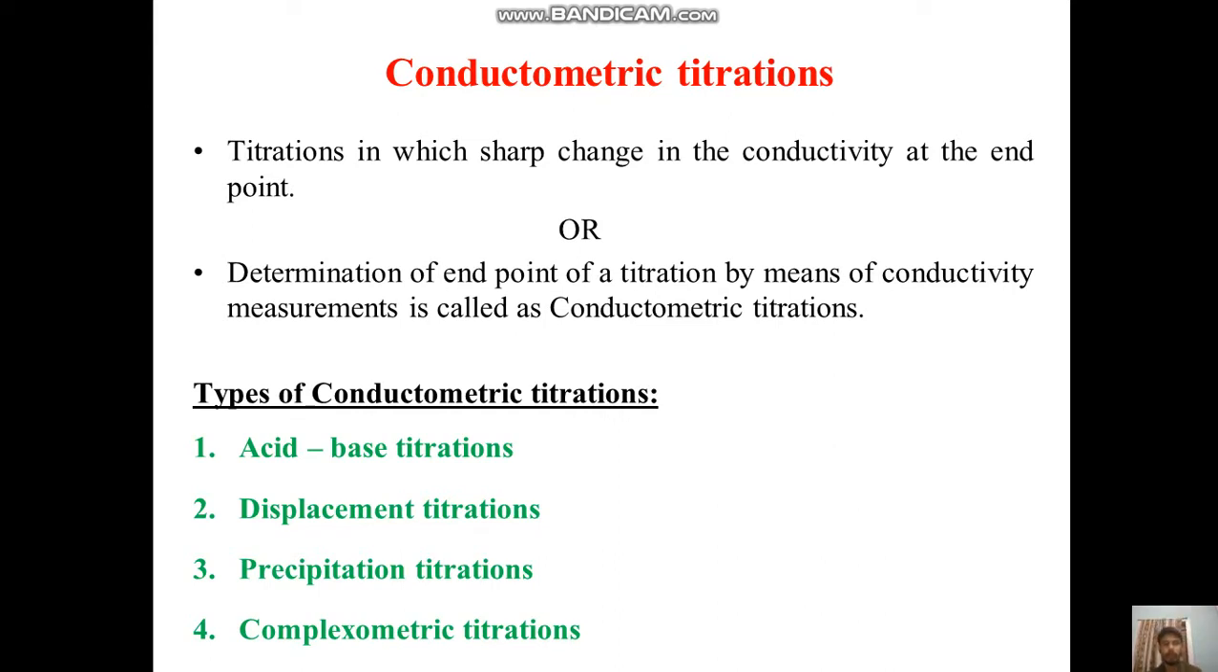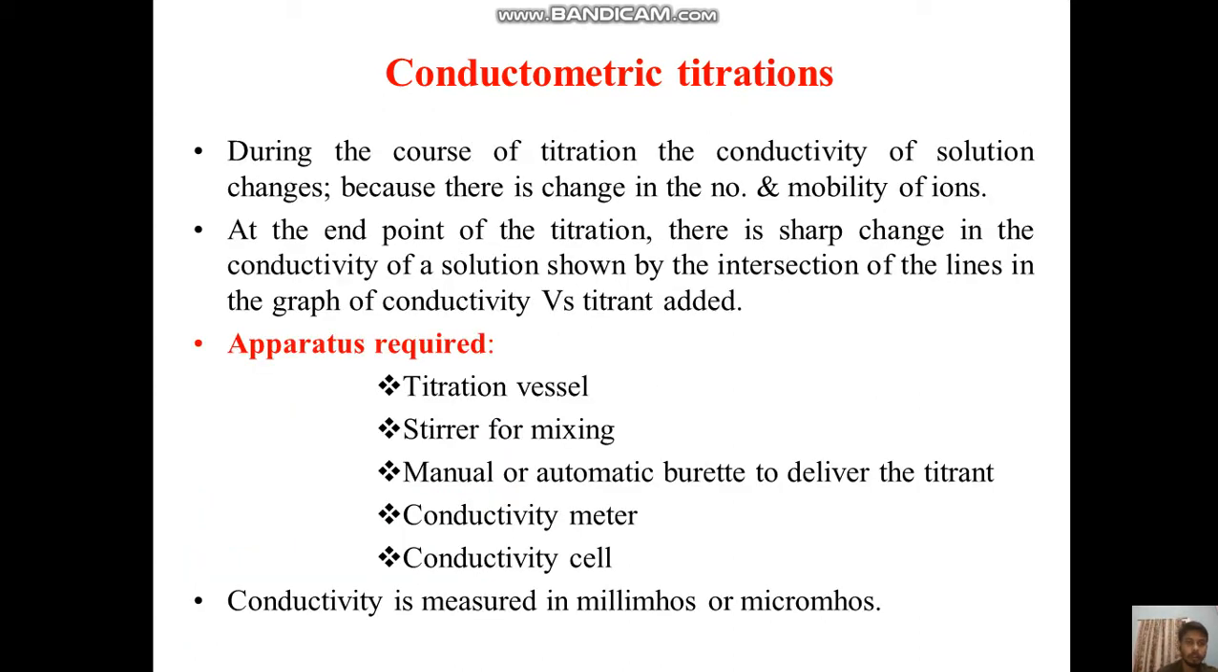So there are four main types: acid-base titration, displacement titration, precipitation titration, and complexometric titration. Let's see them one by one.